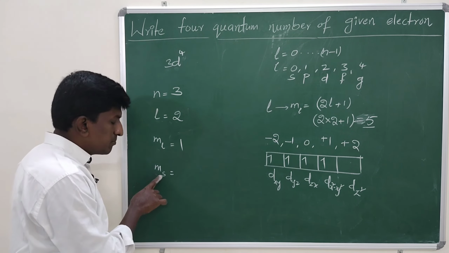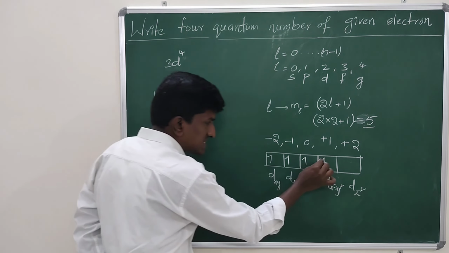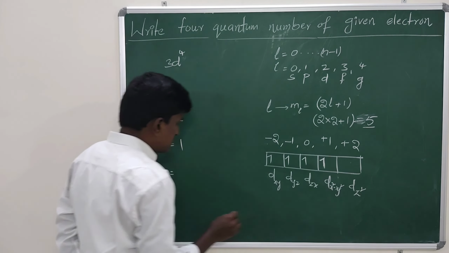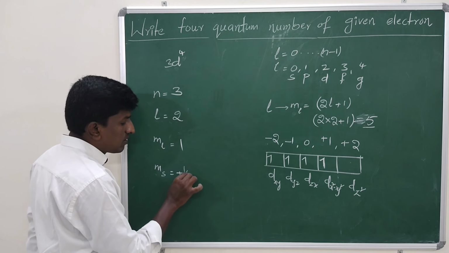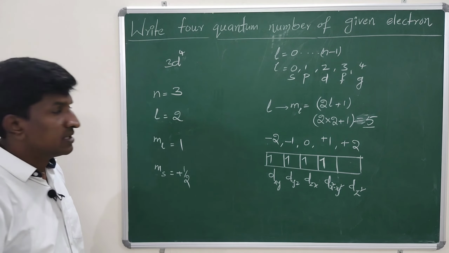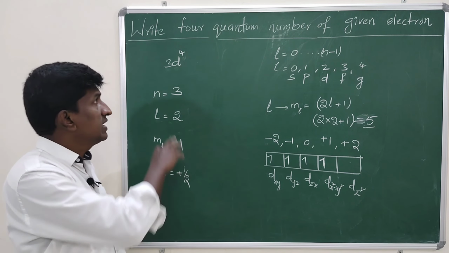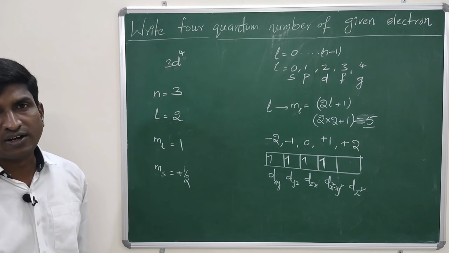Then ms, the spin quantum number. This is the first electron, so it has plus half. These are the 4 quantum numbers for the 3d4 electron.